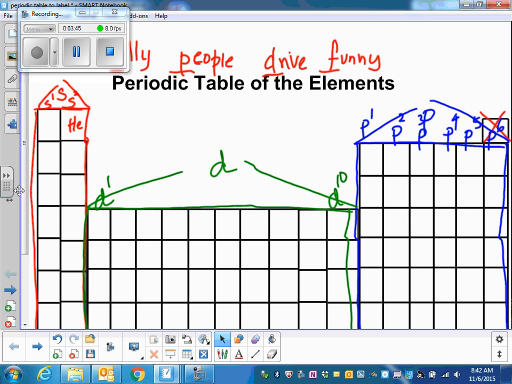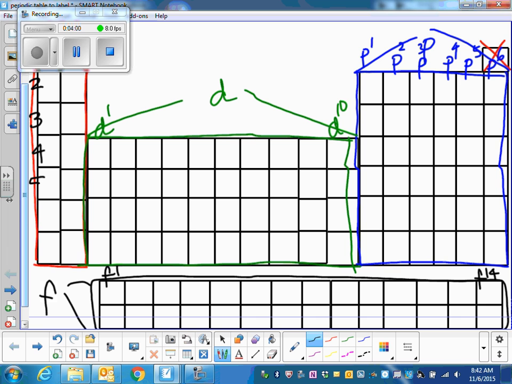So for the S block, the energy levels are numbered for you already. But since it's not numbered on my blank periodic table, I'm just going to go ahead and number it on my blank one. 1, 2, 3, 4, 5, 6, 7. Everybody good? Number those energy levels. You should know to recognize them.